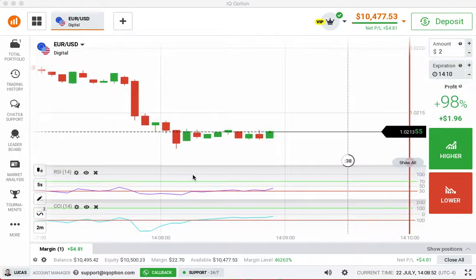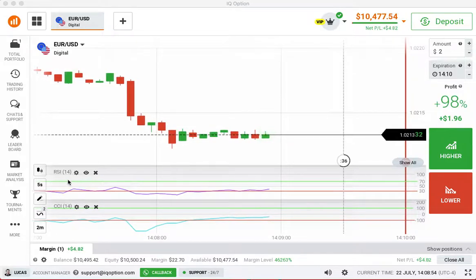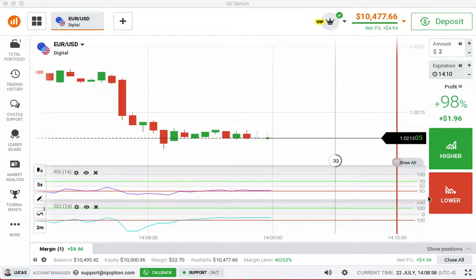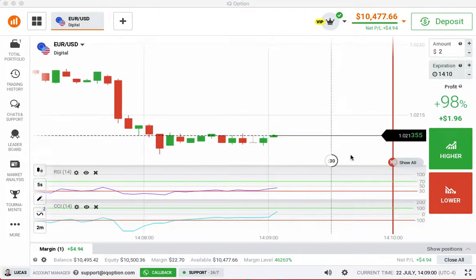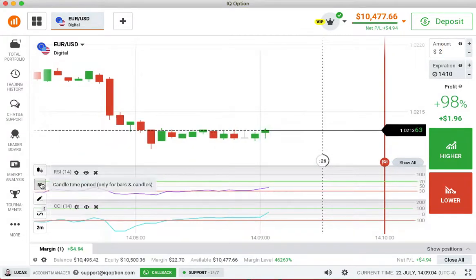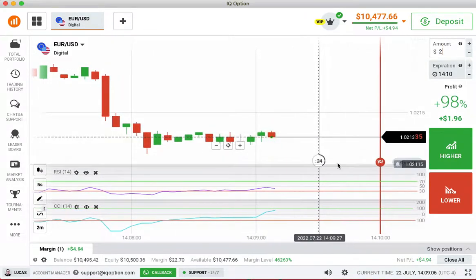Right, we start with the CCI, the Commodity Channel Index, and the RSI, both set to default. You buy and sell if they're at the halfway points. You wait every 5 seconds to trade. Candle time is set to 5 seconds, and we trade. We wait 5 seconds to trade.